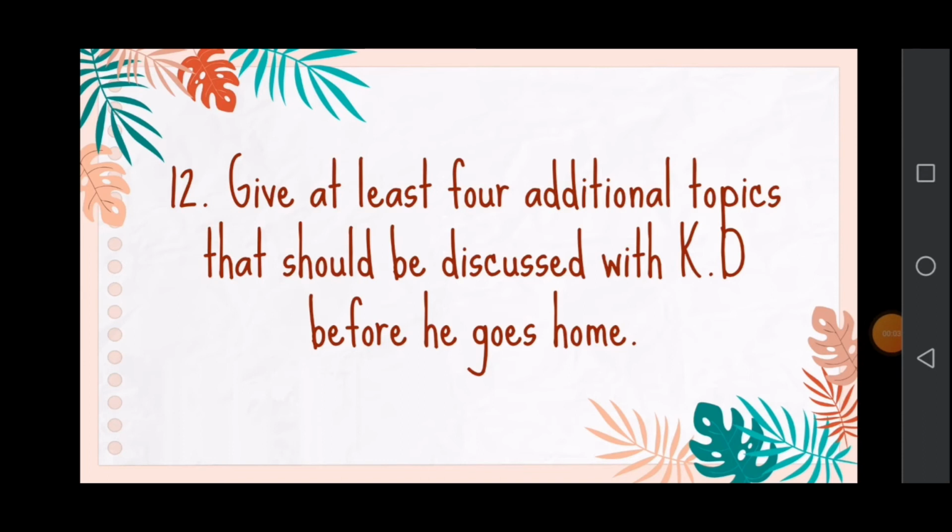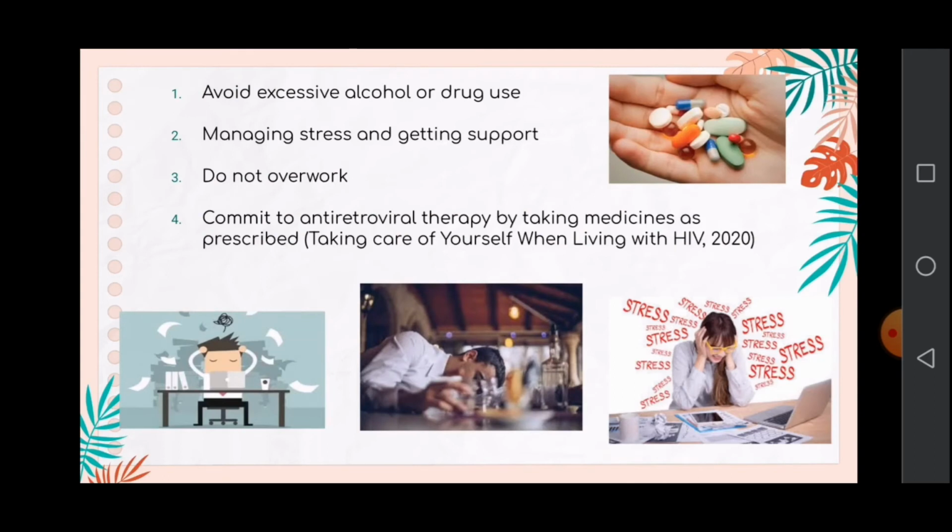Question 12. Four additional topics that should be discussed with KD before he goes home. First, avoid excessive alcohol or drug use, as alcohol can damage the liver, which the body uses to process anti-HIV drugs. In addition, heavy drinking and taking recreational drugs can also weaken the immune system, making it harder for the body to recover from infections. Next, managing stress and getting support. Moreover, do not overwork and take rest when necessary. Most important, commit to antiretroviral therapy by taking medicines as prescribed.